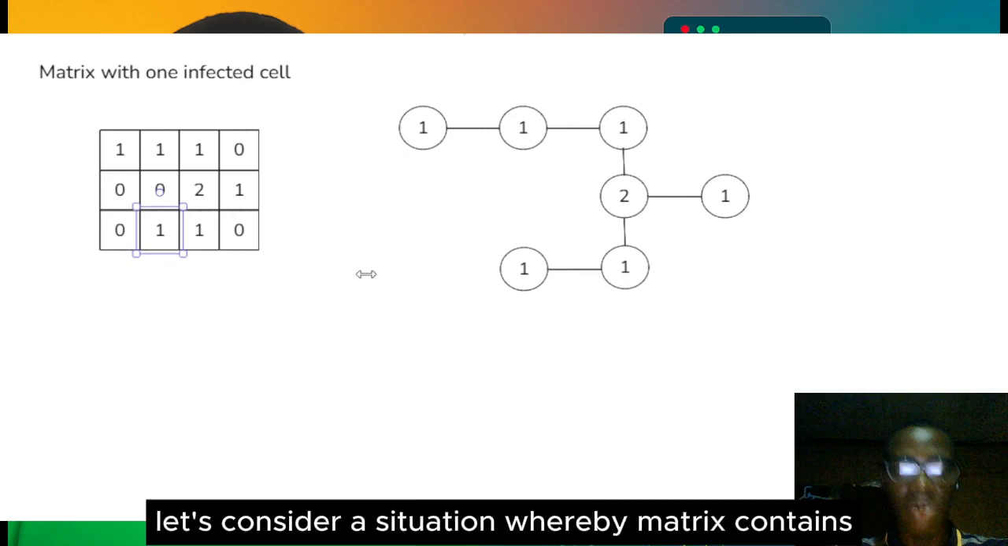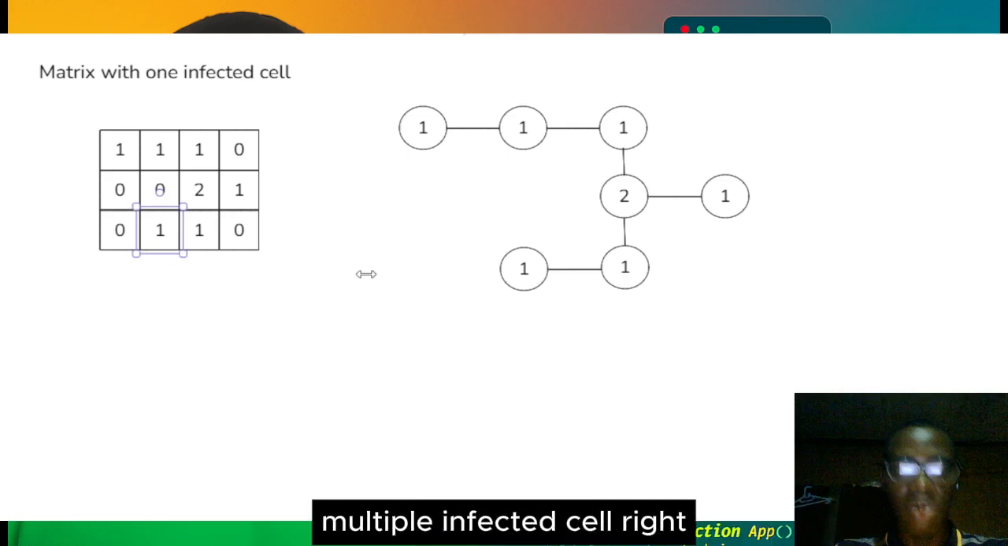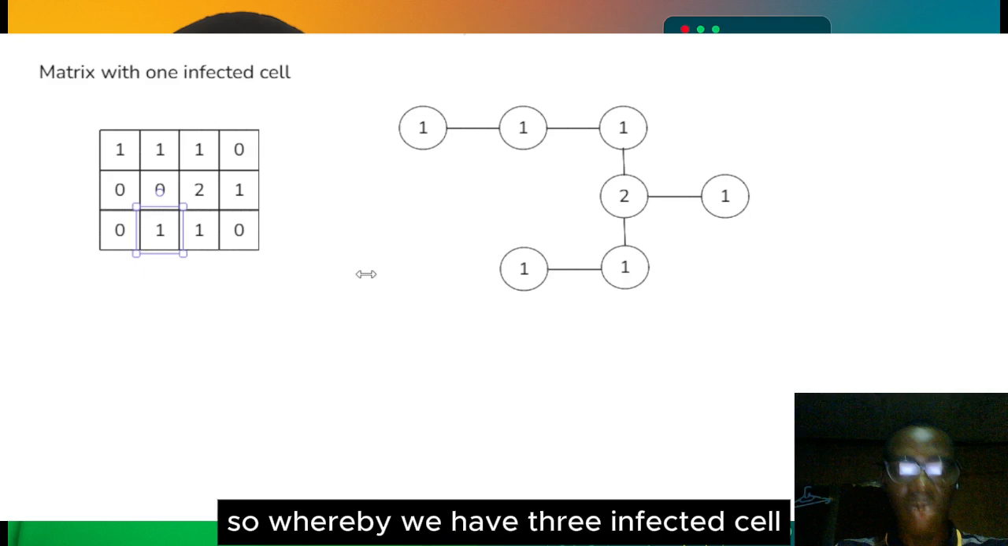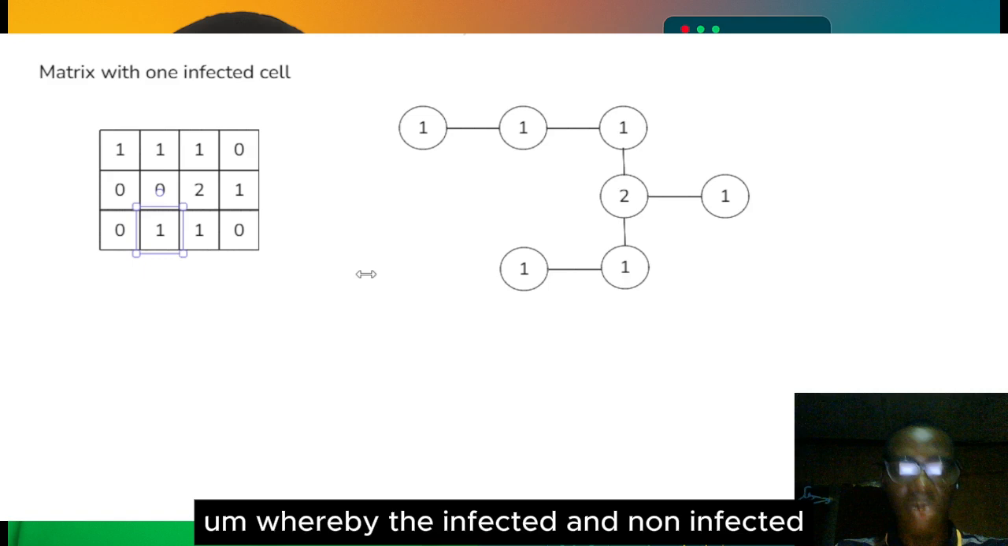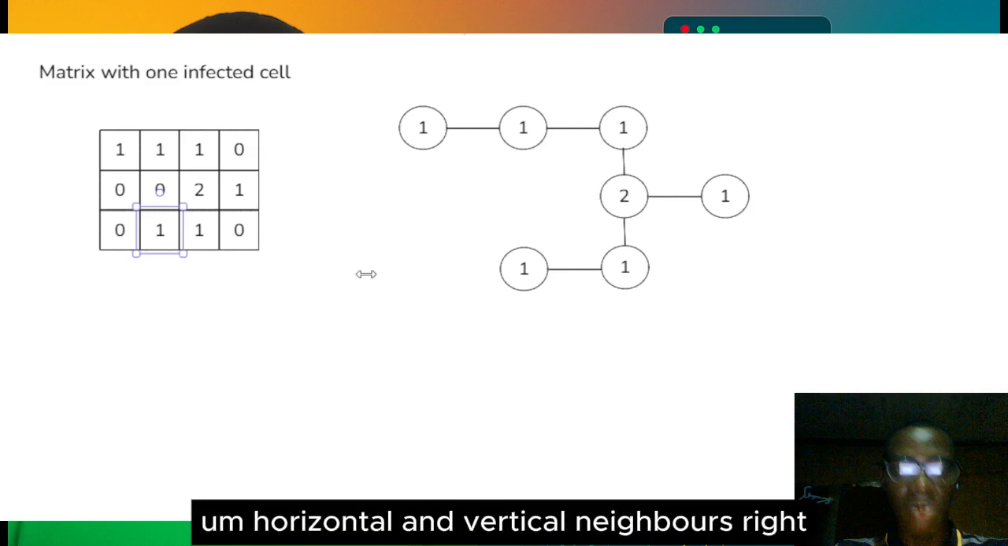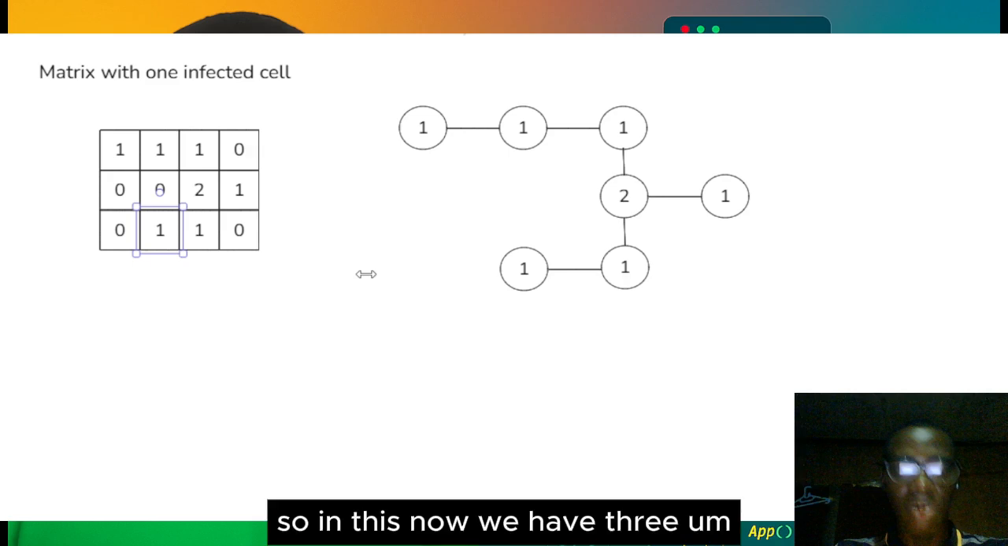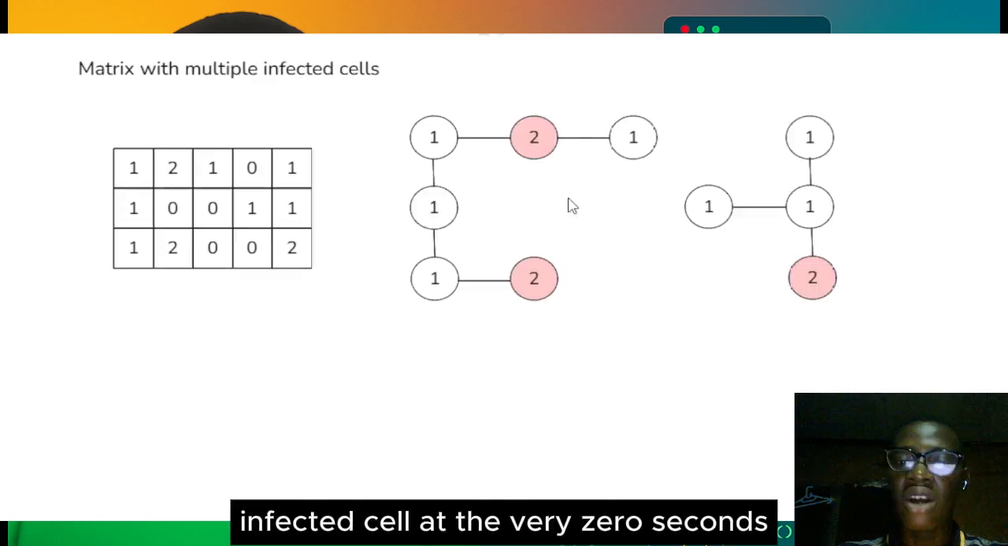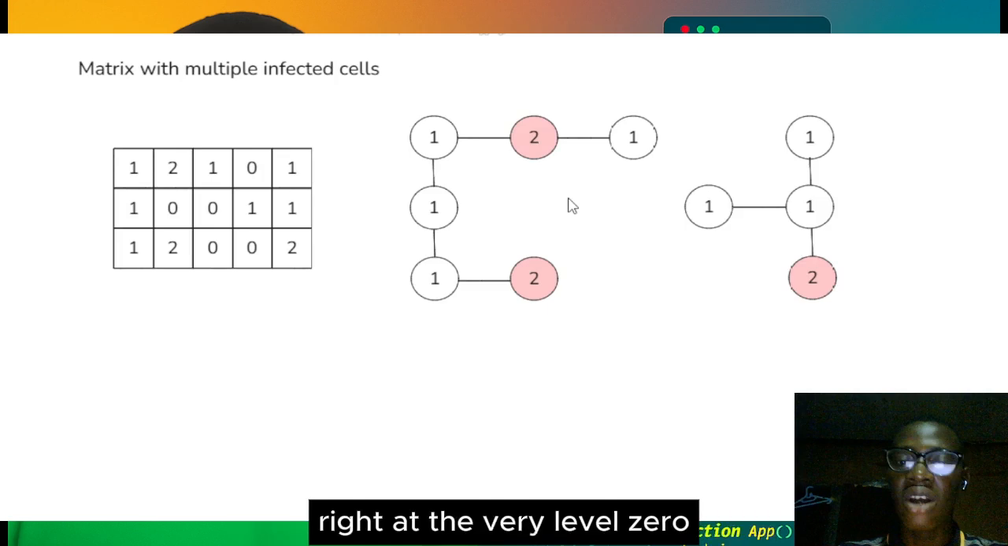But now let's consider a situation whereby the matrix contains multiple infected cells, right? Look at this particular matrix infection board, whereby we have 3 infected cells. So this is the graphical representation, whereby the infected and non-infected cells represent the nodes, and then the edges are represented by their horizontal and vertical neighbors, right? So in this one we now have 3 infected cells at the very 0 seconds, right? At the very level 0 they are already 3.